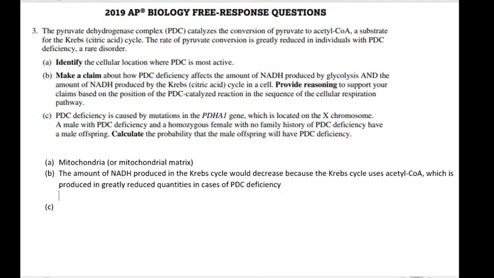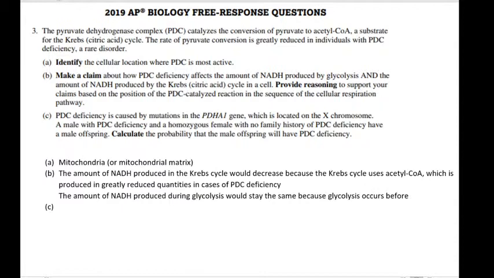The other part of this one, asking about glycolysis. The amount of NADH produced during glycolysis would stay the same because glycolysis occurs before pyruvate is converted to acetyl-CoA.